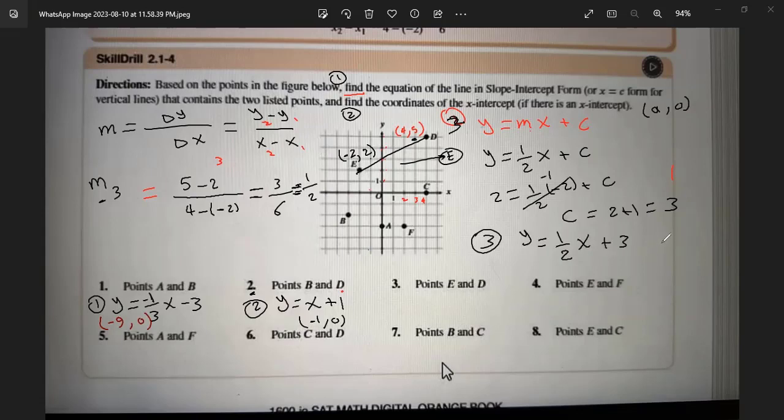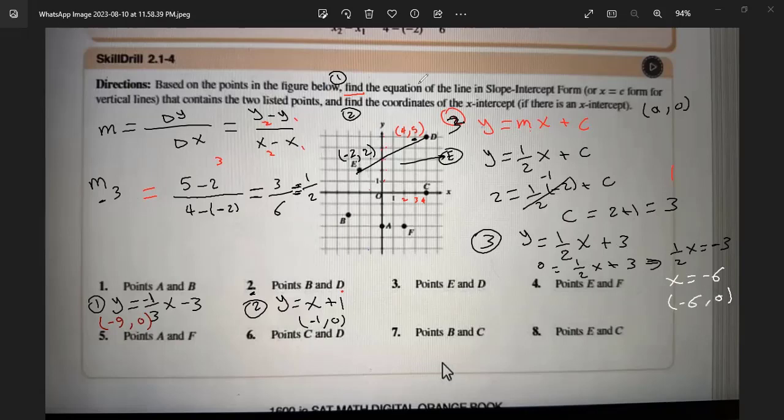For the intercept part at y equals 0, the x-axis intercept, we have half x plus 3 equals 0. So we transfer 3 to the other side as negative. So half x equals negative 3. Therefore, x equals negative 6. The point is negative 6 and 0.